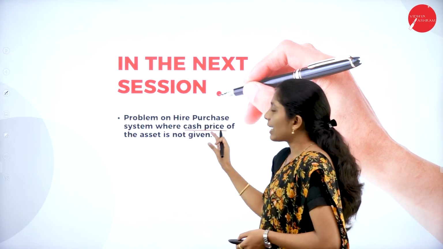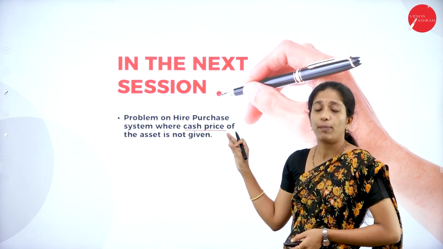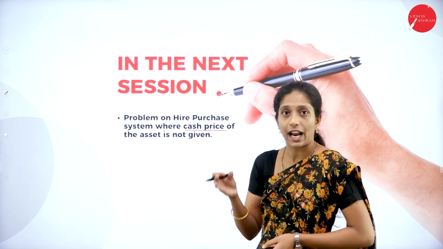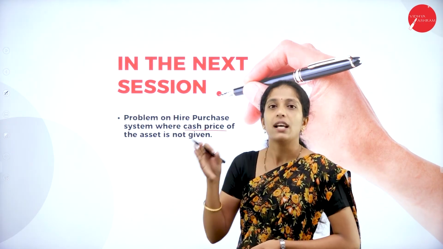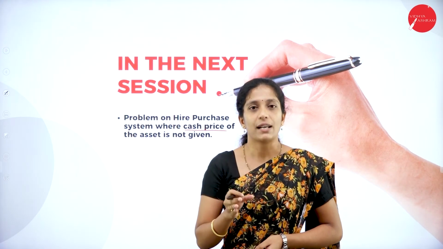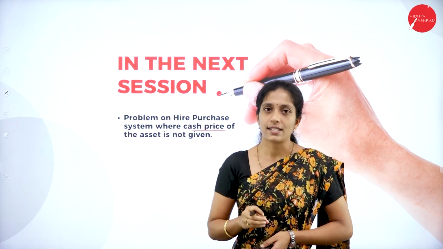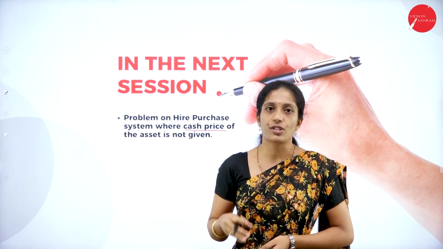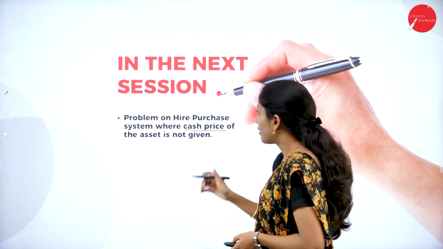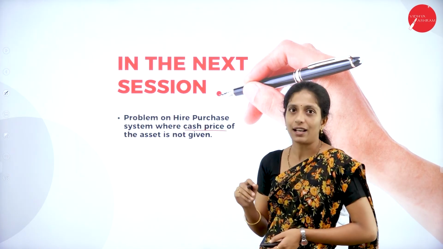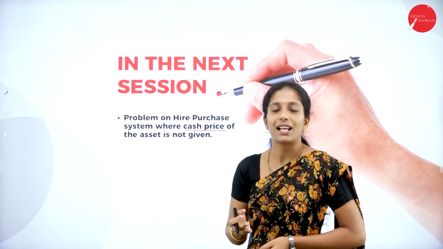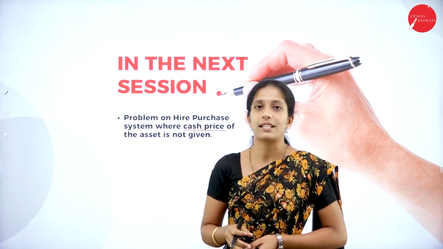But in the next session, we are going to solve a problem where they are not giving the cash price, but we have to prepare journal entries in the books of hire purchaser, or they might ask journal entries in the books of hire seller, and even the ledger accounts they might ask, but they will not give the cash price in the problem. So we shall see in my next session how we are going to solve this type of problem.